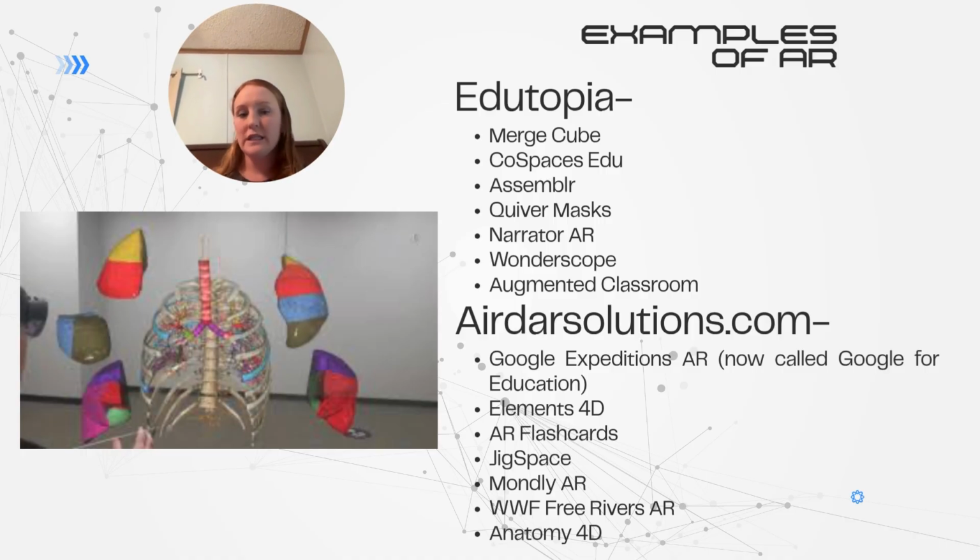Assembler, students can create and explore content like marine life, planets, symmetry, fractions, and PE. I forgot to state that CoSpaces is free for the basic user, and Assembler is also free for the basic level. Quiver masks is where students can create masks to tell a story of a person or an animal.